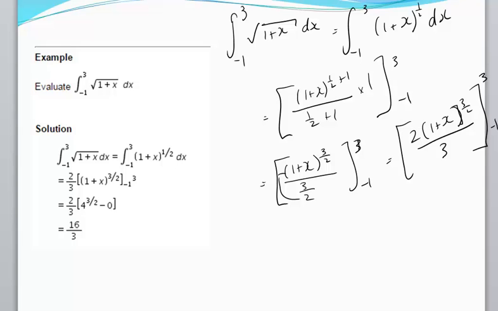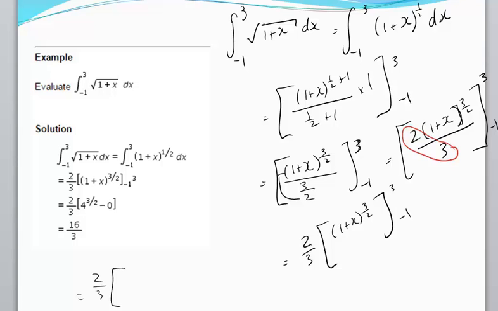So here we have 2/3 is a constant. We can take that out the front. So this becomes 2/3, 1 plus x to the power of 3 on 2, between 3 and minus 1. So we need to substitute this in. We'll come over here so we have enough room. 2 on 3, and now we're going to substitute in our values. So here we've got 1 plus 3 to the power of 3 on 2, minus 1 plus minus 1 to the power of 3 on 2.